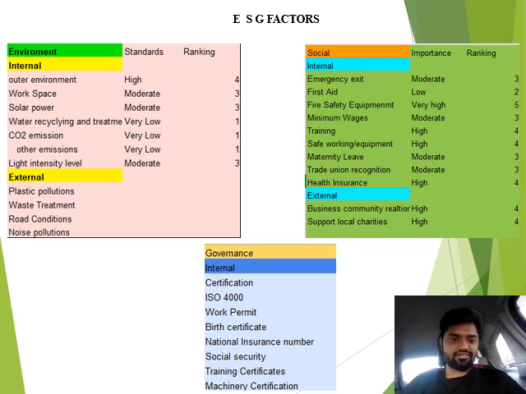So these are the ESG factors: environmental factor, internal factor, outer environment, workspace, solar power, water recycling treatment, CO2 emission, other emissions, light emissions level. Some of them are moderate, some are low, some are high. But in the end, while considering all of the ESG factors, we are getting a moderate result, that it's not harmful. Our project, rooftop gardens, is not harmful for the environment, at the same time it is not harmful for the biodiversity in that area, and it is eco-friendly, and does not provide harm to any of them.